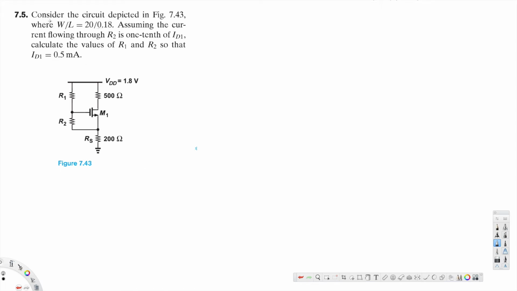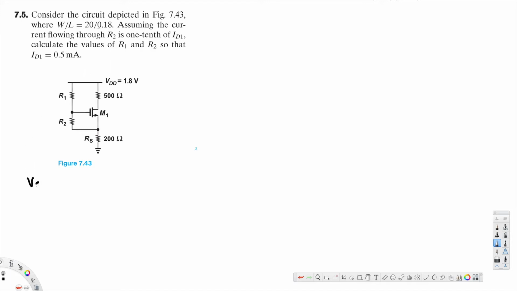Here this question is asking, consider the circuit depicted in figure 7.43 where W over L is equal to 20 over 0.18. Assuming the current flowing through R2 is 1/10 of ID1, calculate the values of R1 and R2 so that ID1 is equal to 0.5 milliampere. Okay, now let's go ahead and do that.